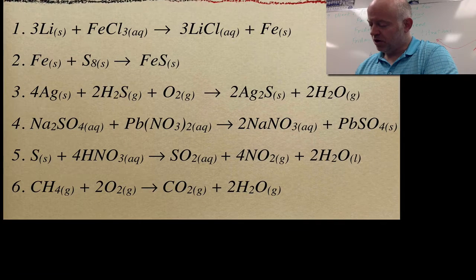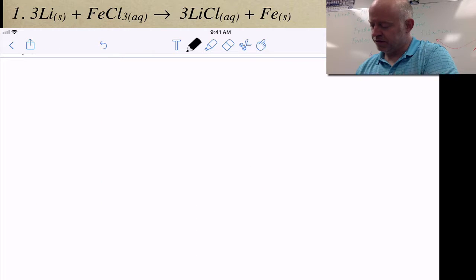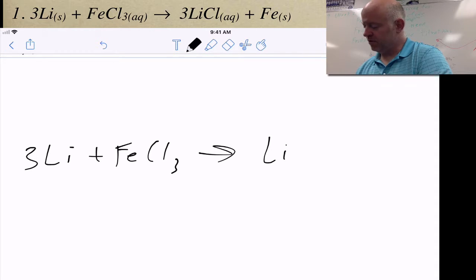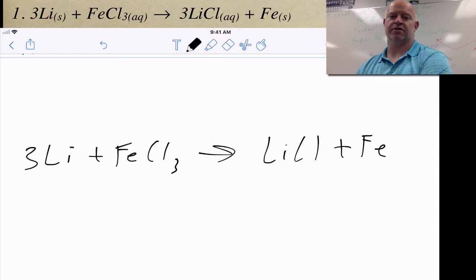First, if we take a look at number one, we have 3 lithiums, and we're reacting that with iron chloride, and we're making some lithium chloride and iron metal. So we balance this thing out and it looks like this. Now I didn't put the states of matter in here, but that's okay. We don't really need them for what we're doing right now. It helps us a little bit, but not that big a deal.